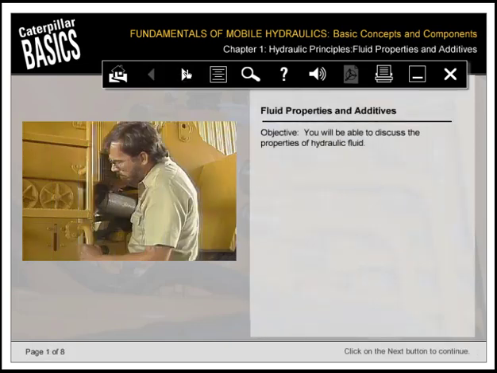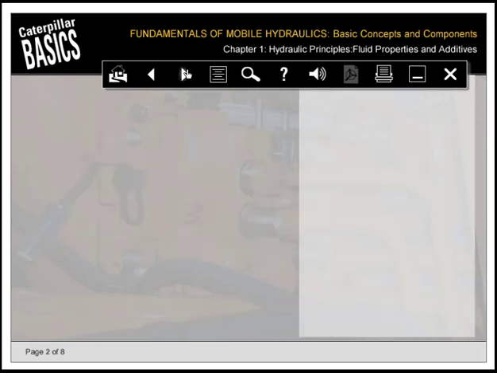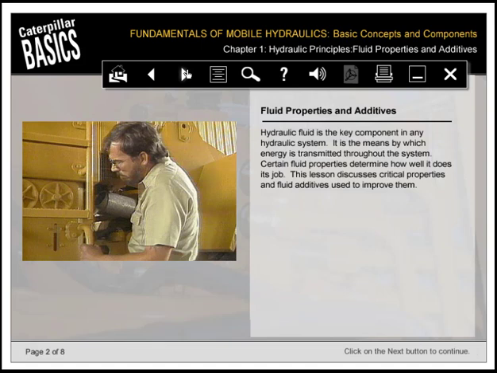Objective: you'll be able to discuss the properties of hydraulic fluid. Hydraulic fluid is the key component in any hydraulic system. It's the means by which energy is transmitted throughout the system. Certain fluid properties determine how well it does its job. This lesson discusses critical properties and fluid additives used to improve them.